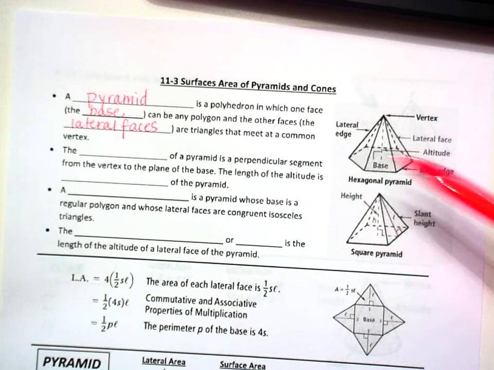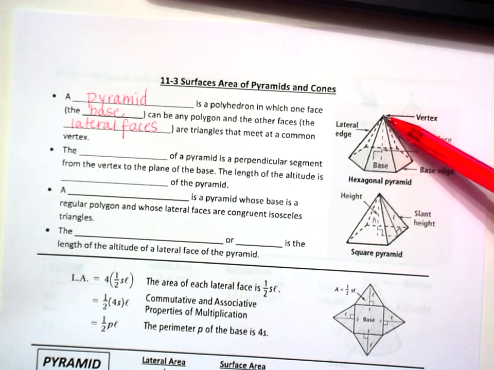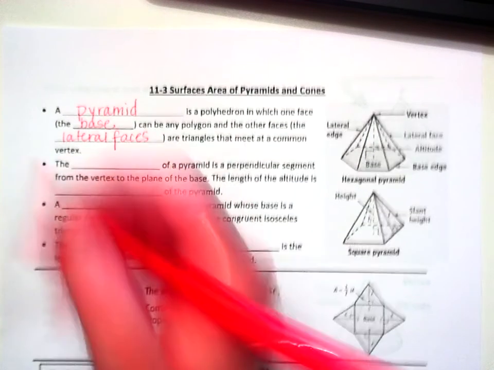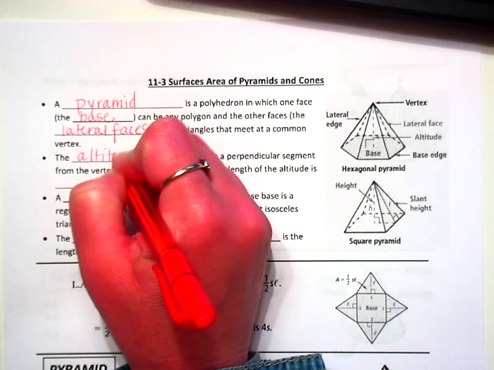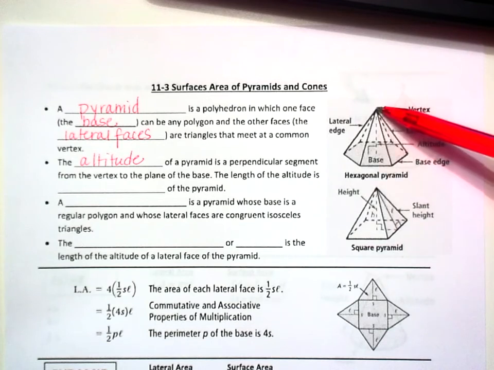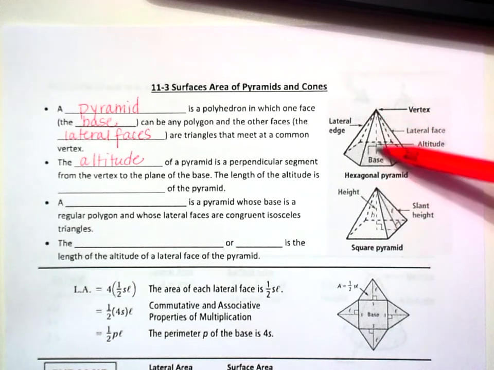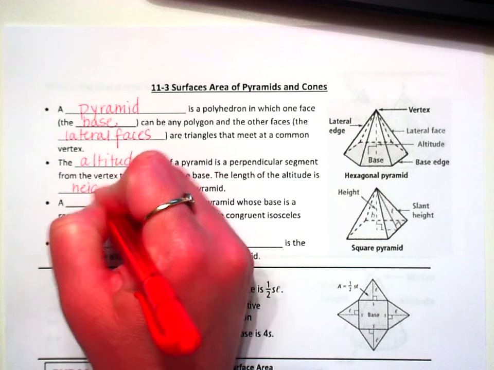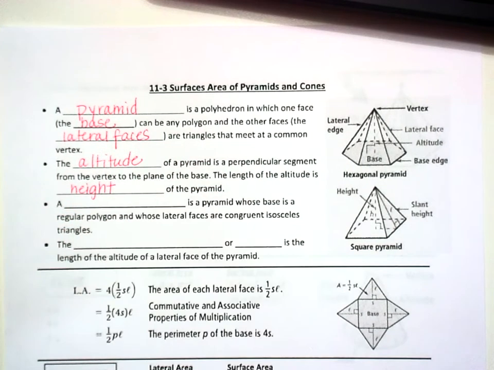Okay, and you'll notice that those triangles each meet at a common point. That's like the vertex of the pyramid. Okay, we also have what's called an altitude. An altitude is basically a height, okay? So the altitude is a perpendicular segment that starts up at the vertex and then goes to the base. So this dotted line right through the center there, that is your altitude. Okay, the length of the altitude is the height of the pyramid. So we're just saying altitude, height, same thing. Okay, we can use those words interchangeably.